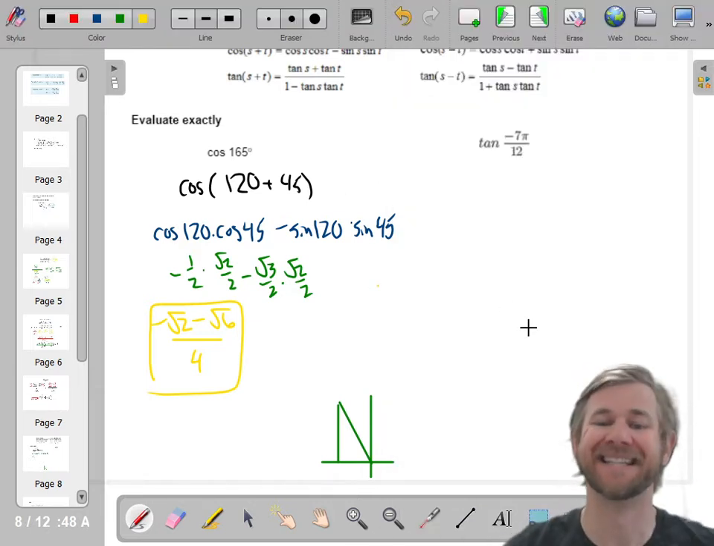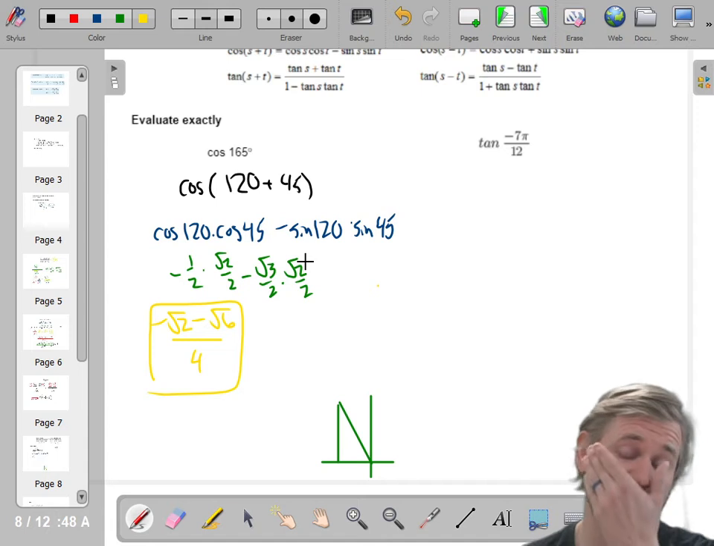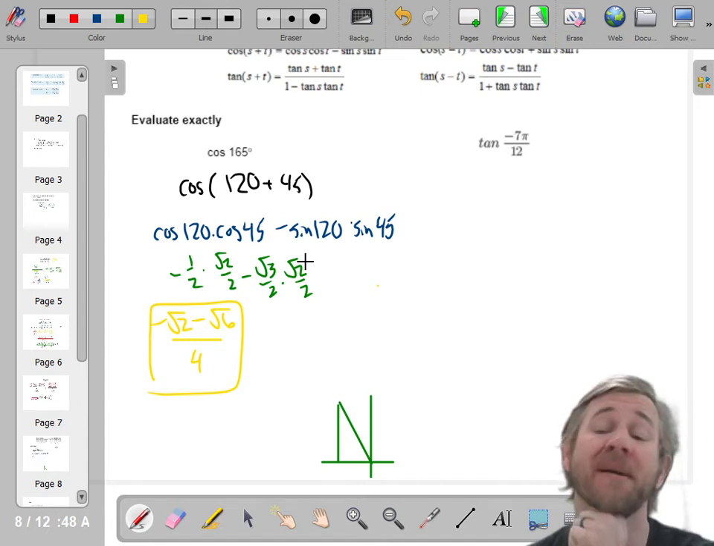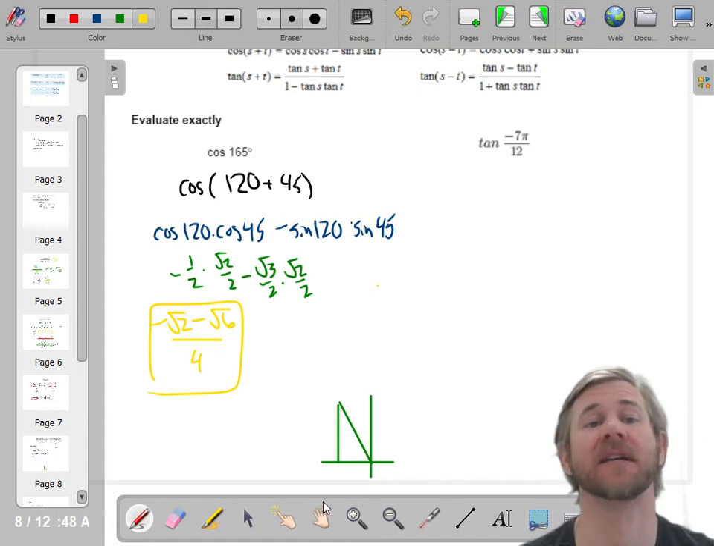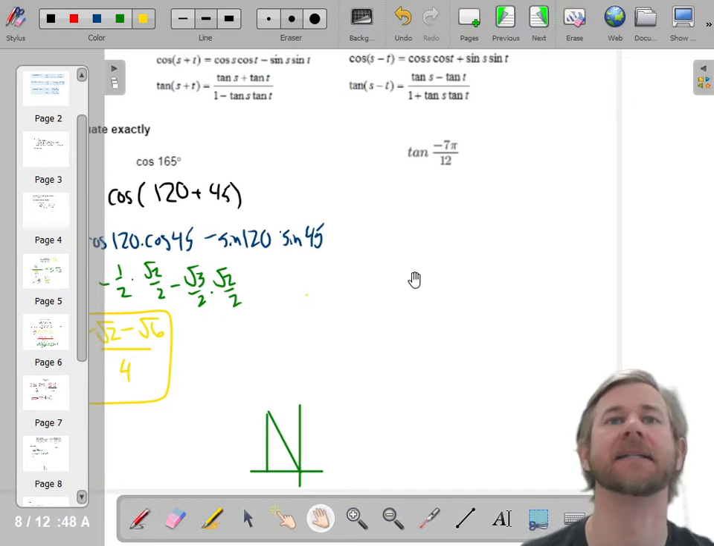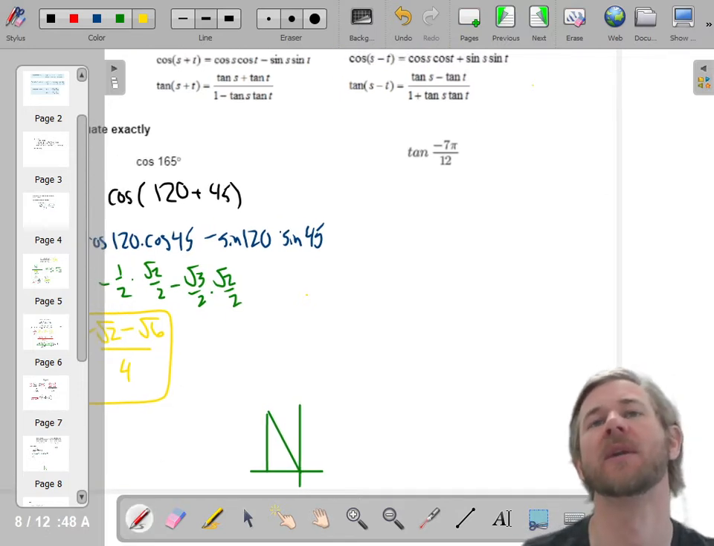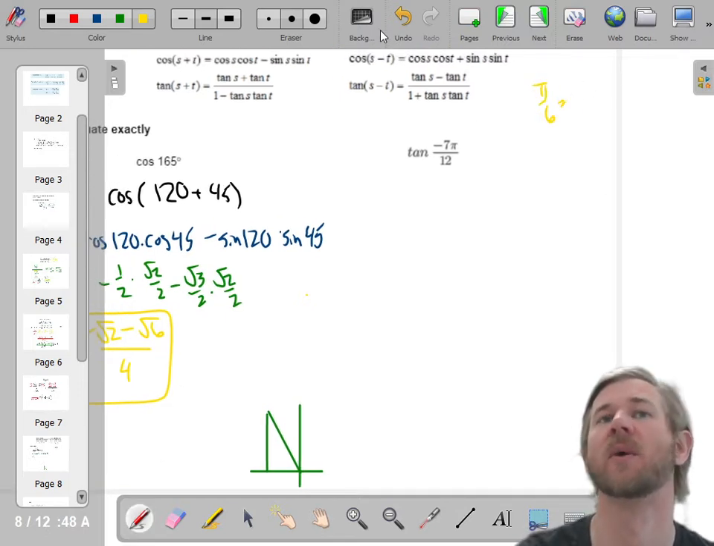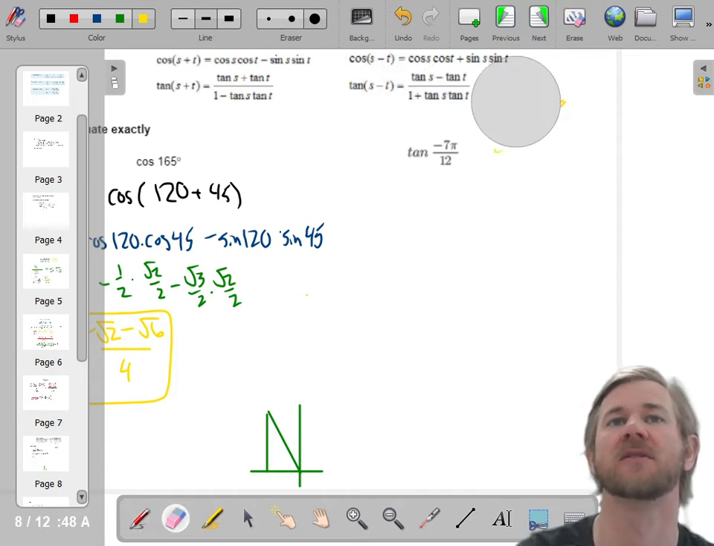Cool. Tangent of negative 7 pi over 12. All right, this is going to be a little bit of work because remember, we don't want to use any 30-degree reference angles. Oh, let's see. Let's do what we know. We know pi over 6. Oh, we don't want to use pi over 6. That's a 30 degrees, so we're not going to use pi over 6.